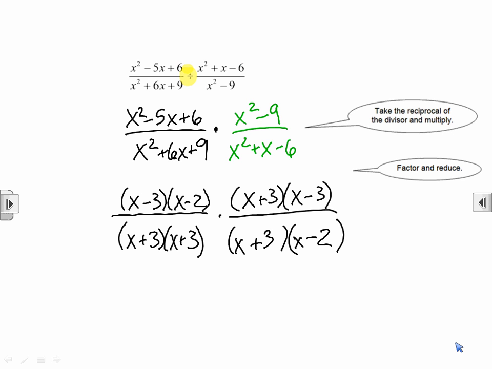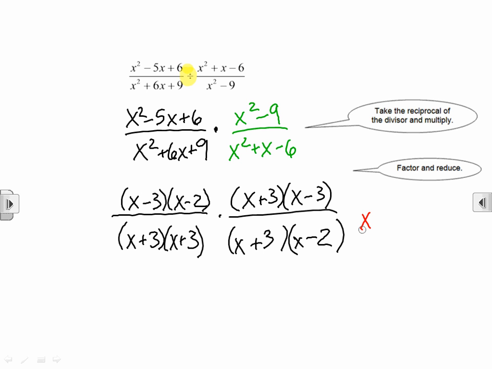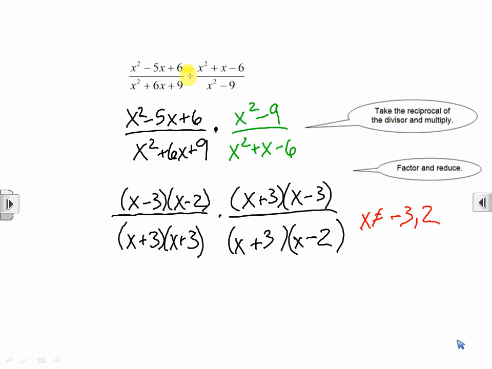All right. So let's start reducing. After, of course, I say that x cannot equal negative 3 again, negative 3 again, and positive 2. That's a lot of negative 3's. Okay, let's reduce. I have a positive 3 in my numerator and denominator. I have an x minus 2 in my numerator and my denominator. And then I'm left with this interesting assortment.